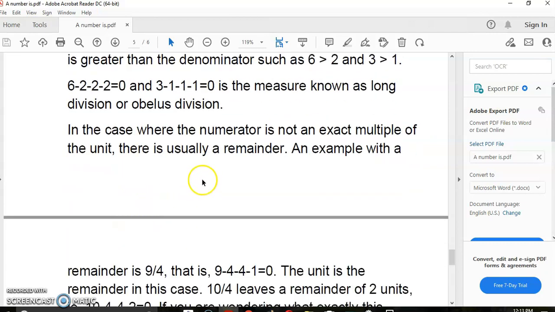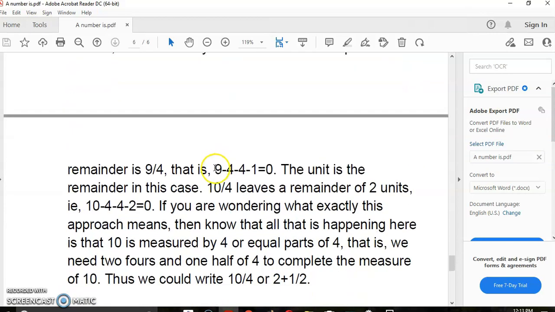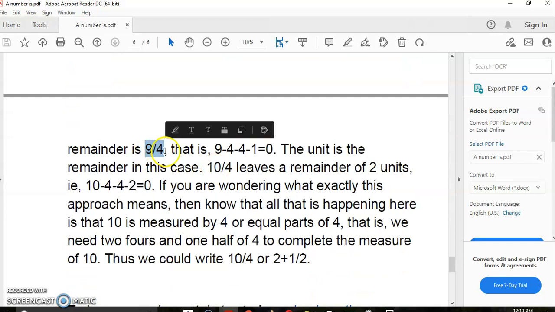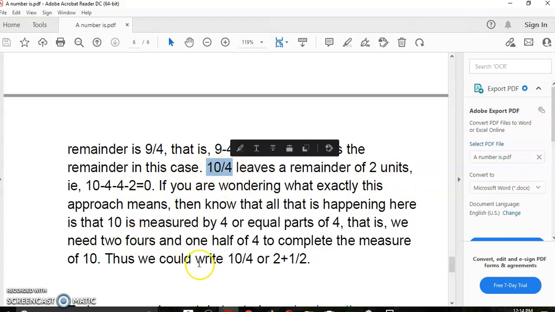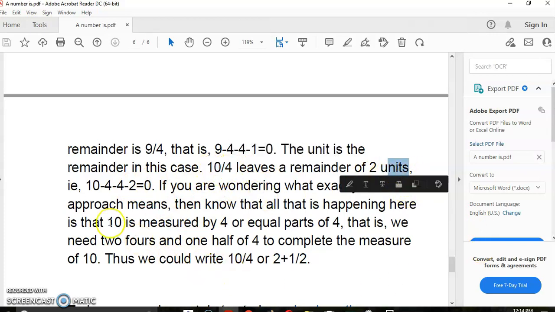Now, in the case where the numerator is not an exact multiple of the unit, there's usually a remainder. And so here's an example, 9/4. If we want to measure 9 using 4, we need 2 4s and then 1 of 4 equal parts of 4, right? Does that make sense? So the unit is the remainder in this case. And in another example, 10/4, we have a remainder of 2 units, because 10 minus 4 minus 4 is 2.